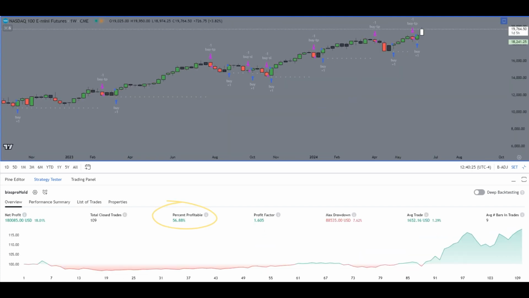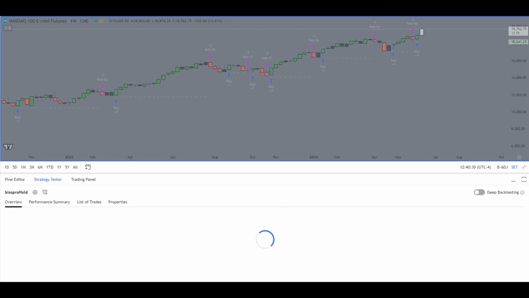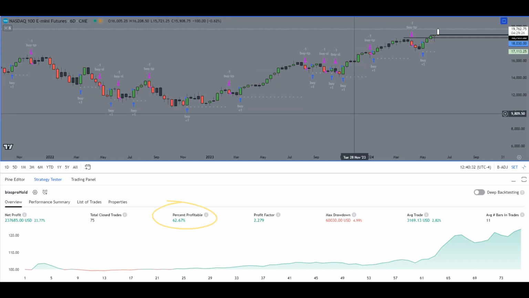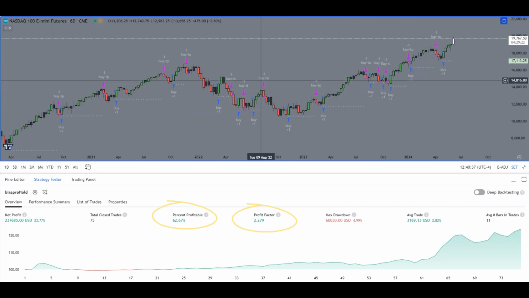The two numbers are good, 56.88% and 1.605, it does make money. 6 days, better performance, 62.67% and a 2.27 profit factor is pretty good. Look at the last trade it took.